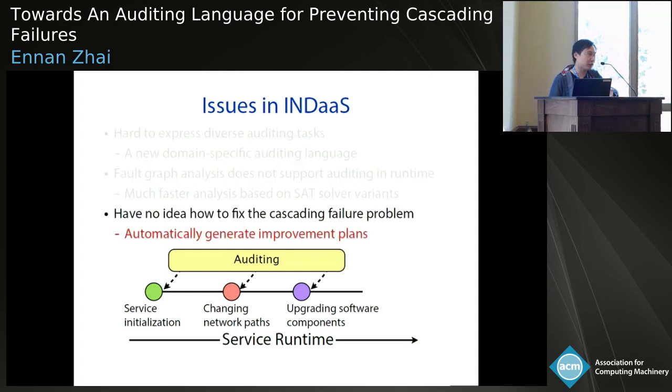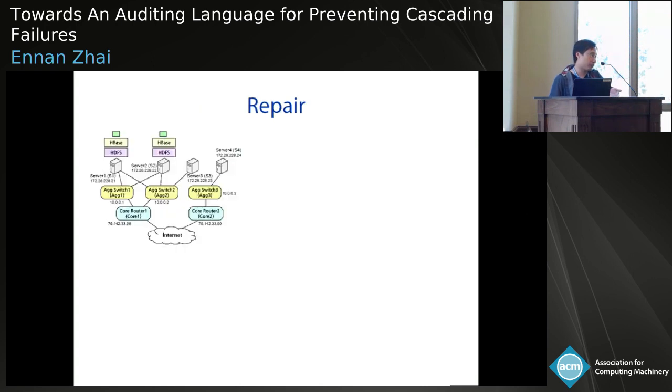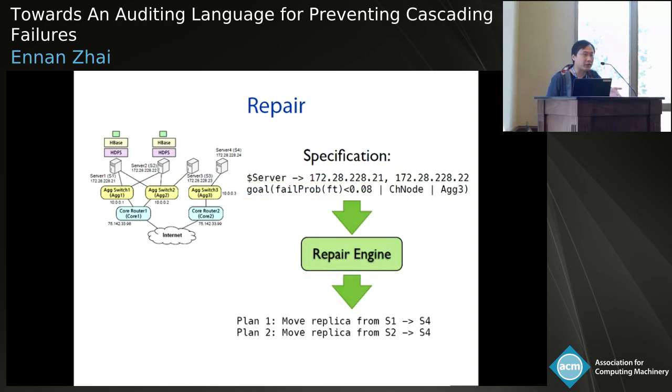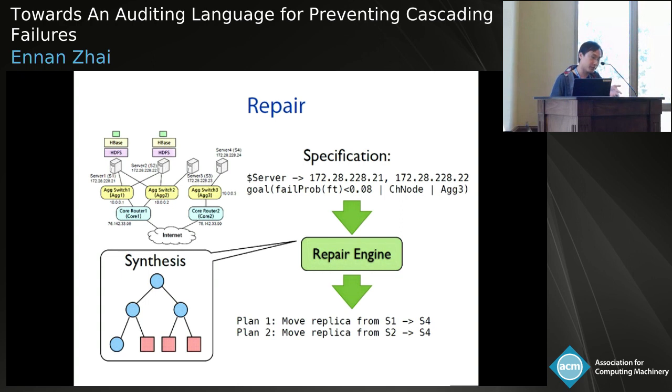using our framework. Now let me show you how we automatically generate the improvement plans. So, for example, an administrator may find some problem in her current deployment, and our framework offers the automatic repair engine. Administrators can write specifications to express the goal of the improvement. For example, maybe she wants the new deployment to have a failure probability lower than some number. And administrators can put this specification in our repair engine, and our repair engine can automatically generate the repair plans. So the key design behind our repair engine is the synthesis approach, and we can automatically generate the plans.